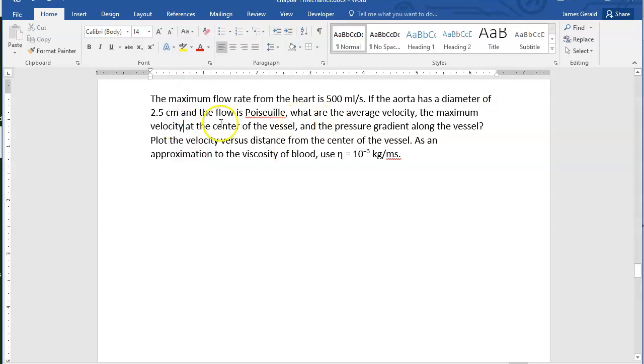The flow is Poiseuille, which means it's not uniform across the diameter or the radius of the vessel. It's actually maximum in the middle and zero at the edges of the vessel where there's friction.